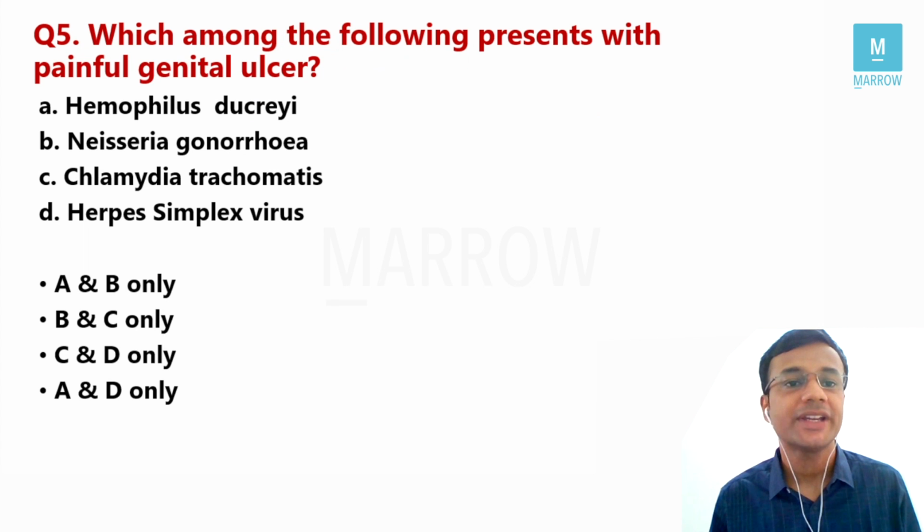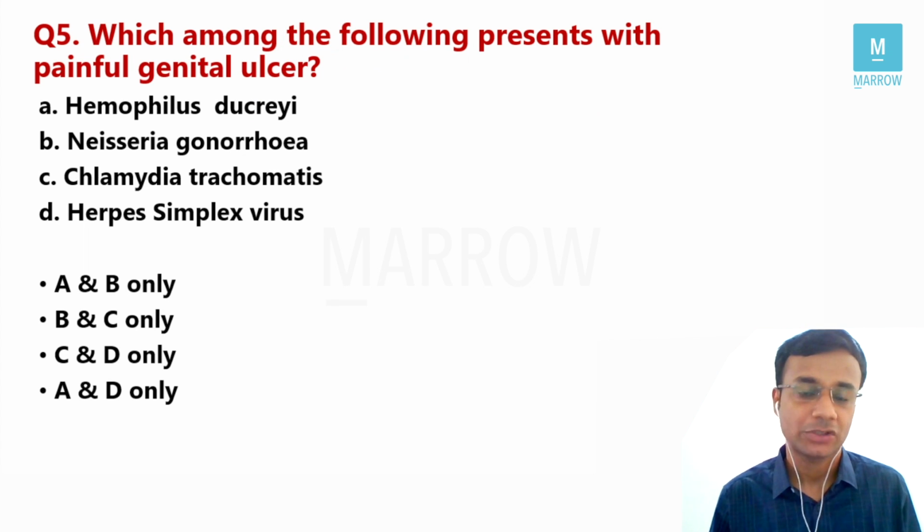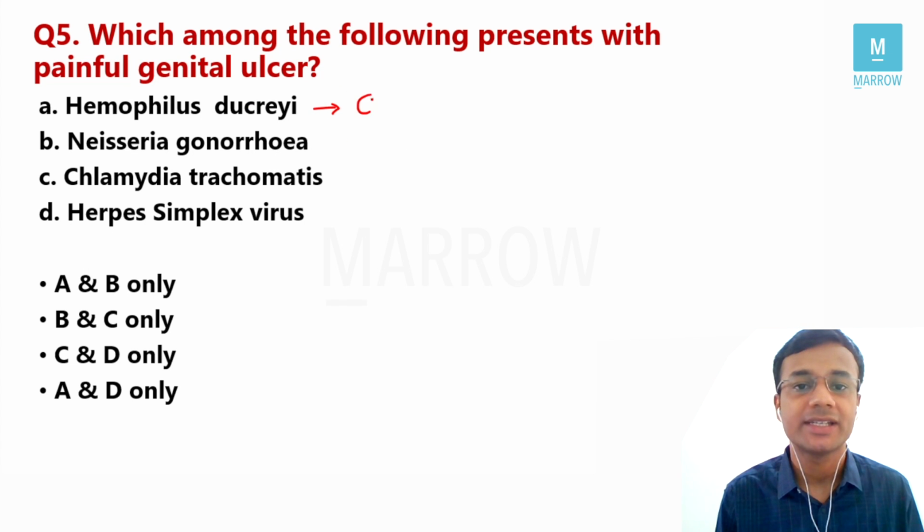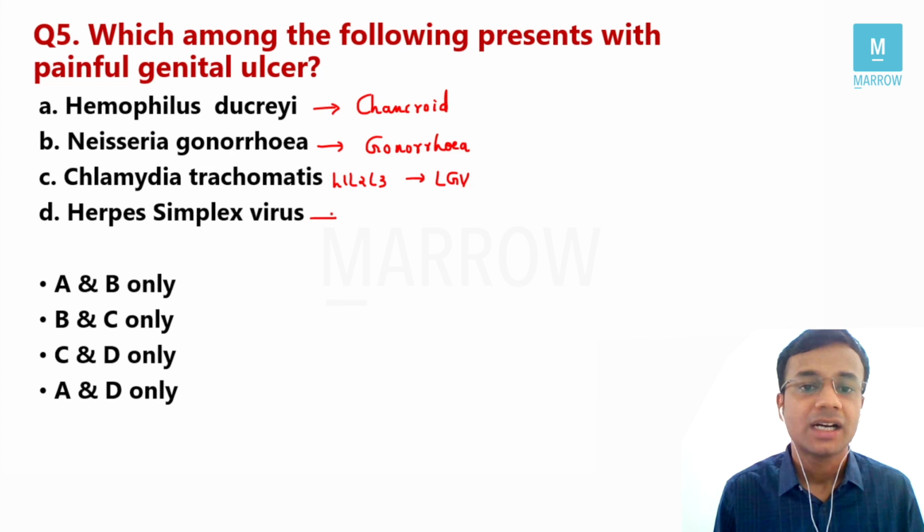We go to question number 5. Which of the following presents with painful genital ulcer? Let's go option by option. Number 1, Haemophilus ducreyi. Let us see what disease it produces. It produces chancroid. Neisseria gonorrhoeae produces gonorrhea. Chlamydia trachomatis L1, L2, L3 produces LGV. Herpes simplex virus produces genital herpes.